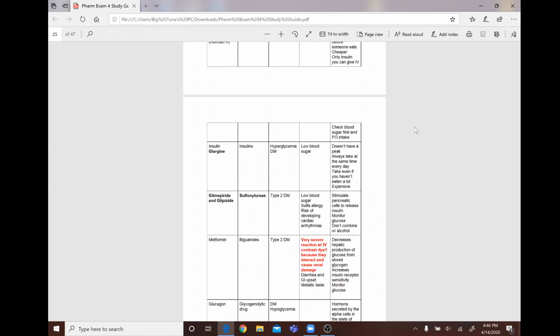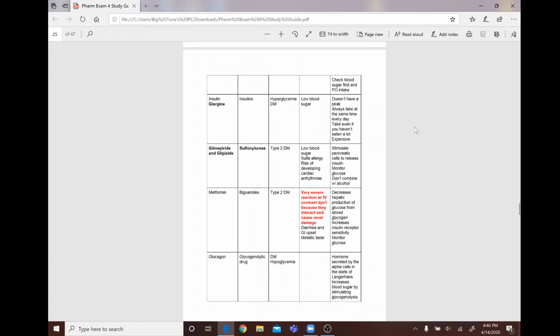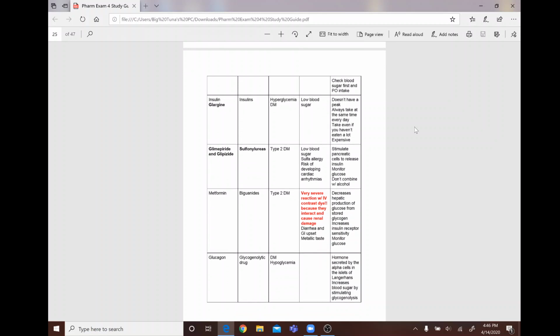Insulin Glargine is a long-acting insulin. It's used for hyperglycemia and diabetes. It can cause low blood sugar. Doesn't have a peak time. Always take it the same time every day. Take even if you haven't eaten a lot, and it's expensive.